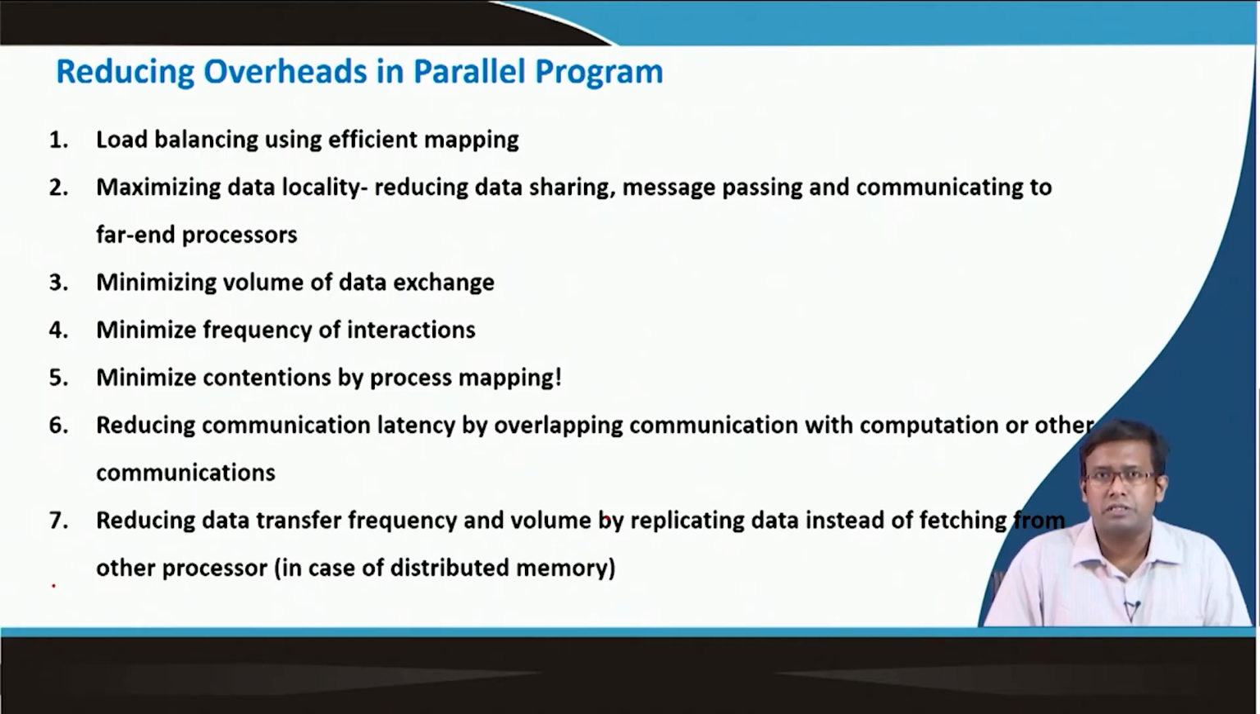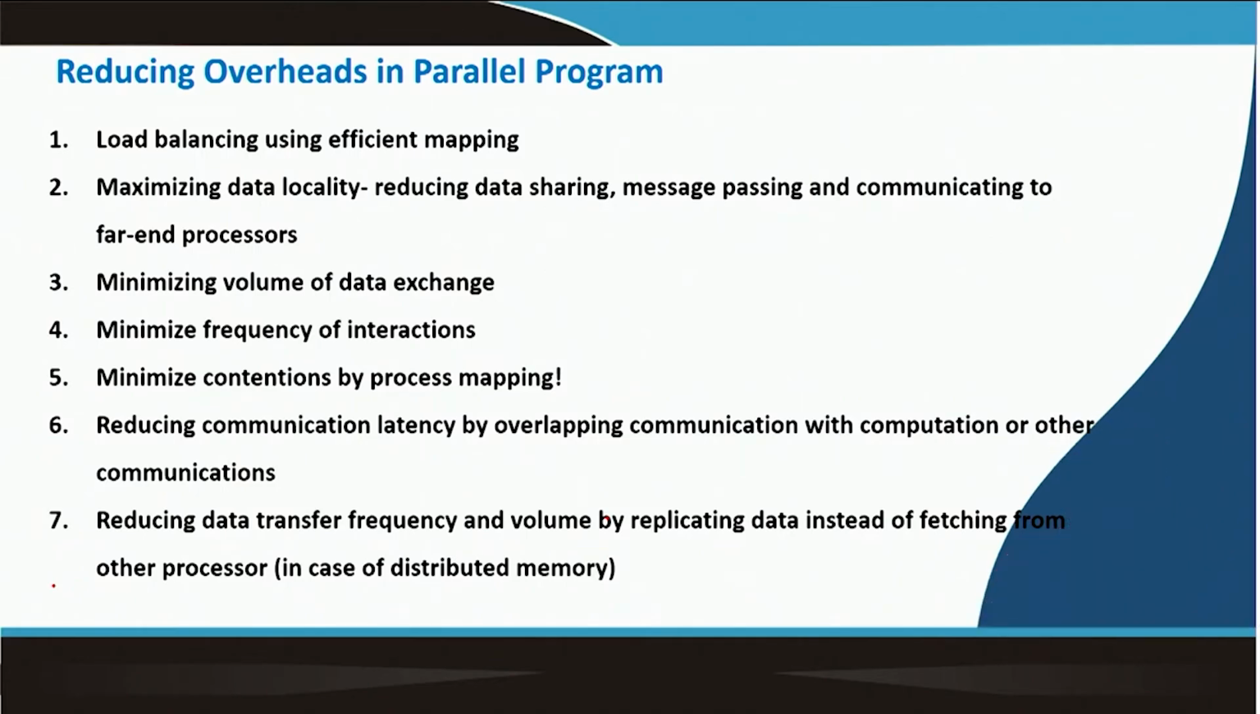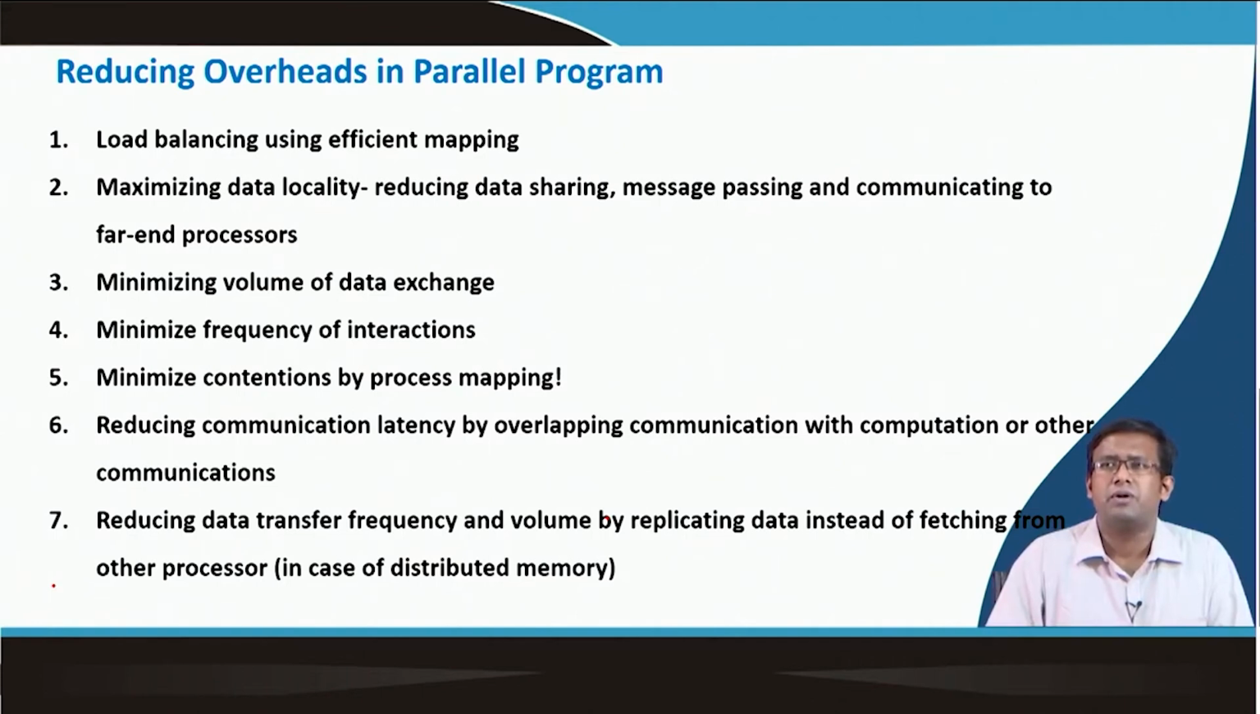Reducing this is also another important parameter: reducing the data transfer frequency and volume by replicating data instead of fetching from other processors. Sometimes we say we have done a data decomposition, a part of data is assigned to one particular computer, but it needs some part of data which is originally assigned to another processor. However, the communication of data may be costly. So, instead of communicating that data, if this computer has some information about the nature of the data which it is supposed to get from the other computer, it itself does the computation, instead of asking the other computer to compute it and send it to this particular computer.